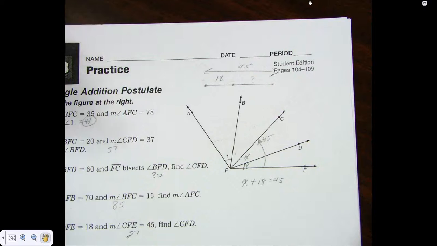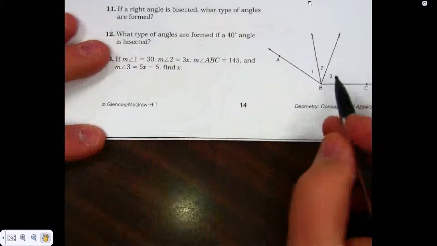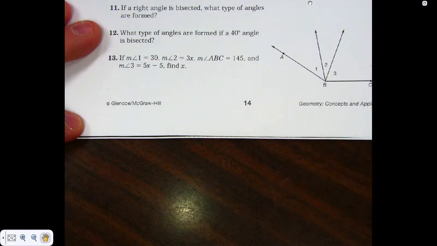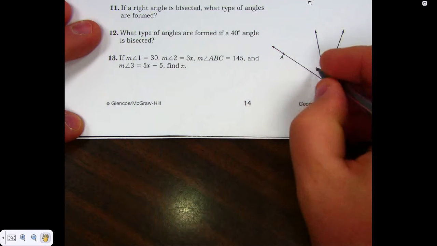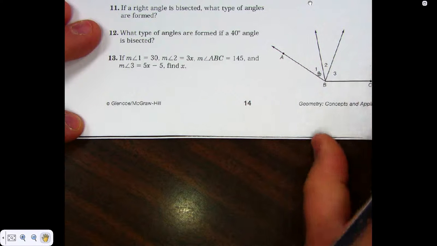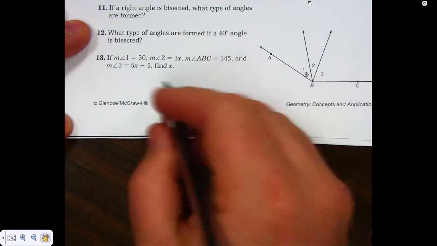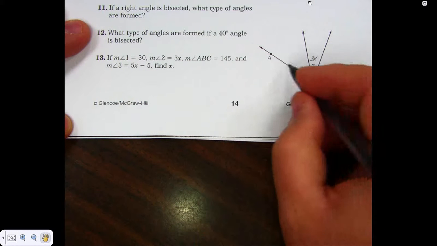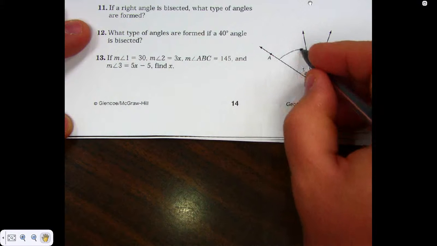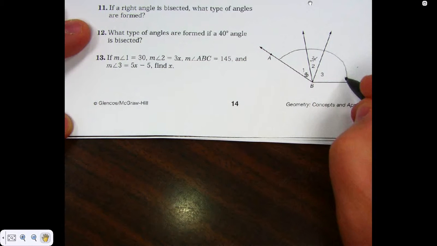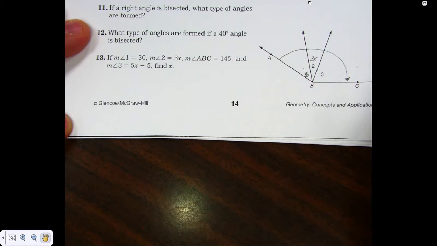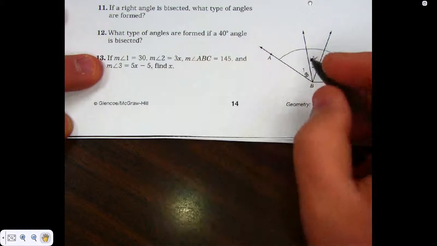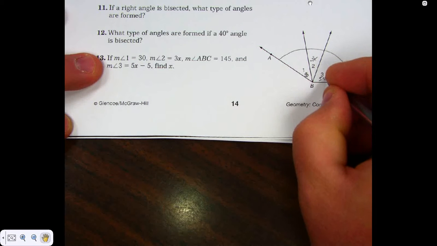Well, when we get to some of these more complicated things, it's kind of a little harder to do it in our head, isn't it? Yes, sir. So we have to label it and make an equation and solve. So first of all, label what you have. First of all, the measure of angle 1 is 30. Measure of angle 2 is 3x. The measure of angle ABC, A to B to C, is 145. The measure of angle 3 is 5x minus 5.